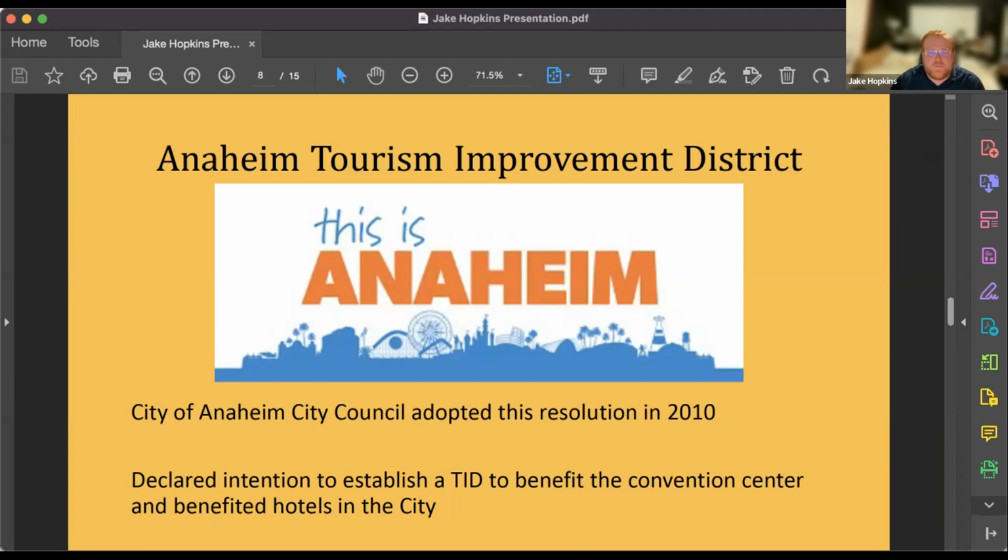The resolution states that the purpose of the ATID is to: 1, provide for the current marketing and promotion efforts necessary to attract new conventions to the Anaheim Convention Center. 2, promote and attract new visitors to the benefited hotels in the city. 3, help fund the planning, design, construction, and operation of the transit improvements, which will deliver visitors to and from the hotels, and I believe it was the railroad station. 4, provide for improvements, security, and other benefits needed within the ATID area. And 5, facilitate the rededication of funds currently allocated from the city's general fund to the Anaheim Orange County Visitor and Convention Bureau.